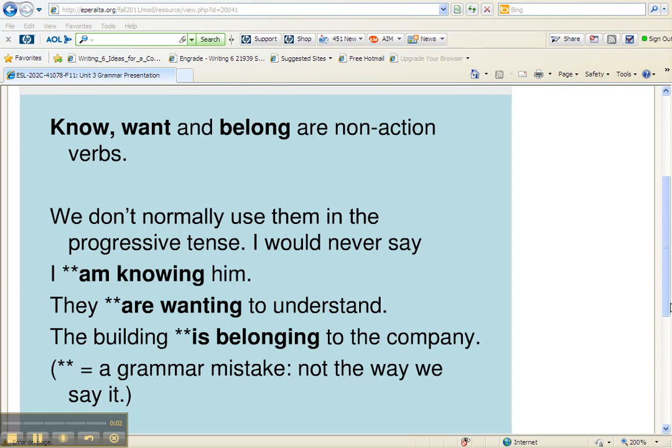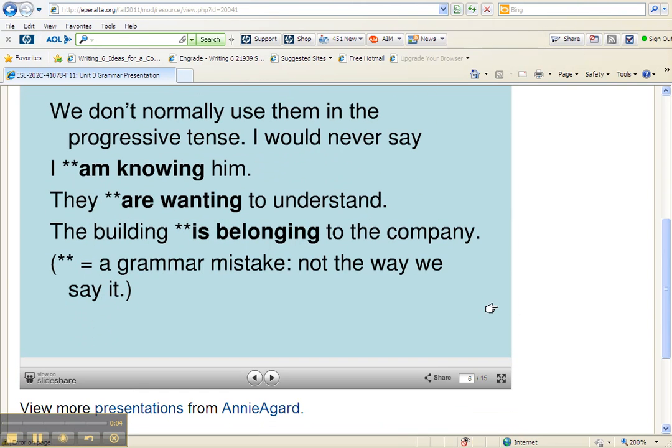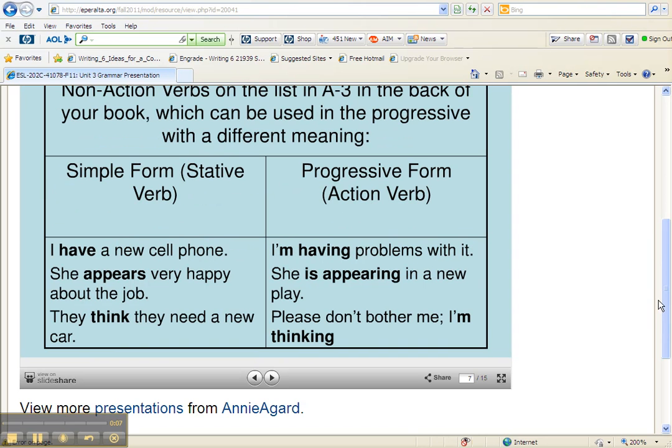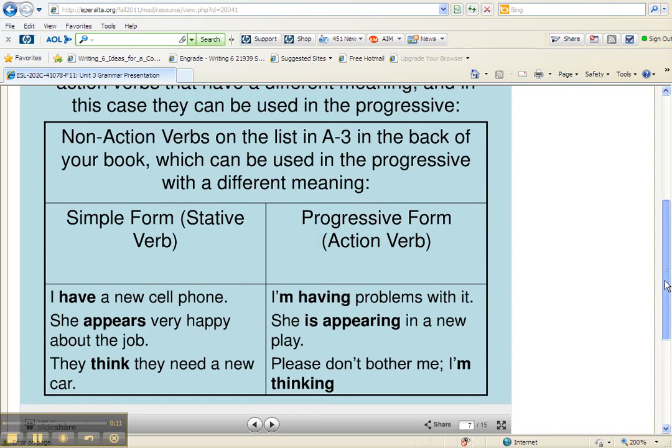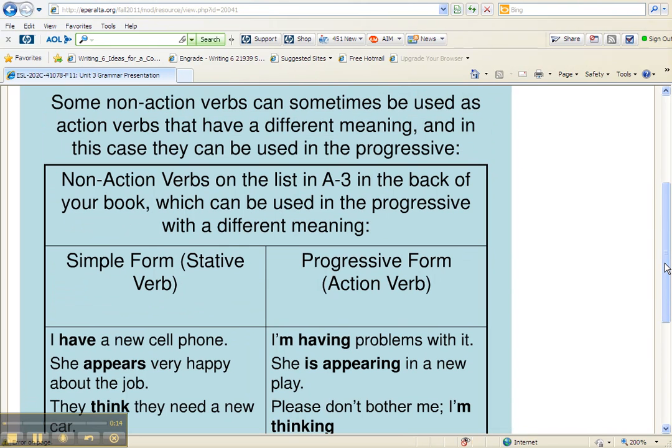Okay, let's go on to the next slide here. And this is the tricky part. What happens here is that some non-action or stative verbs have other meanings which are action verbs. And when they're used with those meanings, they can be progressive. And there is a list of verbs like this in A3 in the back of your book. And here are some examples.